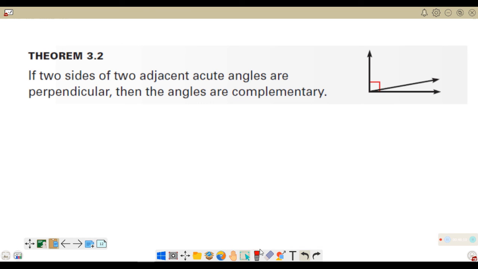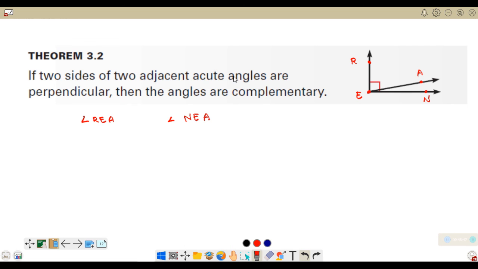So, lagyan natin sila ng mga pangalan. R, E, N. Tapos ito si A. Yan. So, meron tayong dalawang angles. Si angle REA at saka si angle NEA.